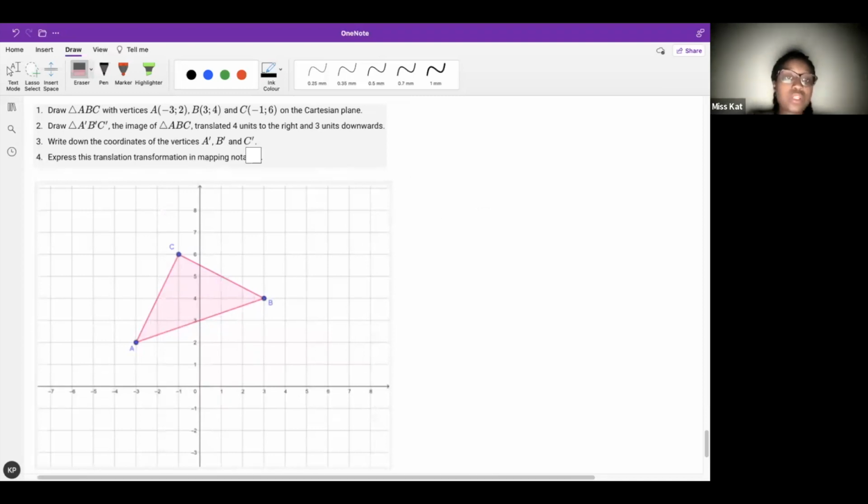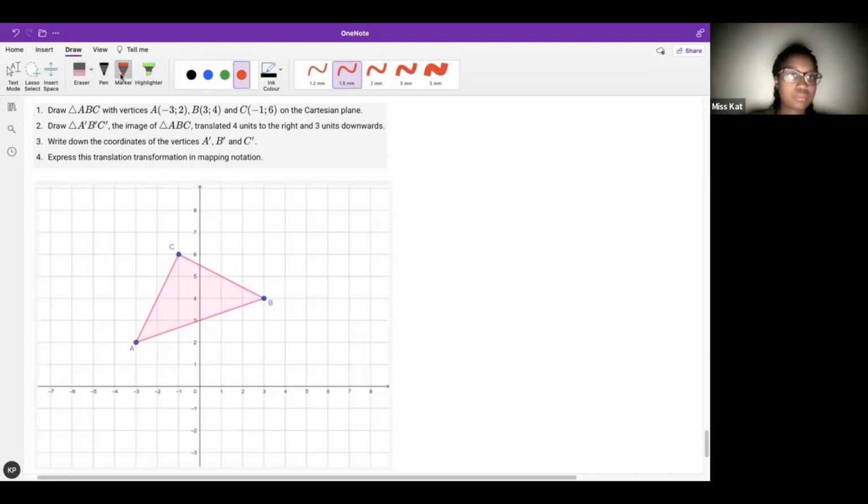Okay. So now we're going to move the actual shape and see what it looks like when we're actually moving it, right? So we have a shape here, triangle ABC, with those coordinates. First instruction was draw it on a Cartesian plane, but it's already drawn for us. So we don't have to worry about that, right? And then it says, now draw A prime, B prime, C prime, which is the image of ABC, translated 4 units to the right and 3 units downwards. Then it says, write the coordinates of the new one and express the translation in mapping notation.